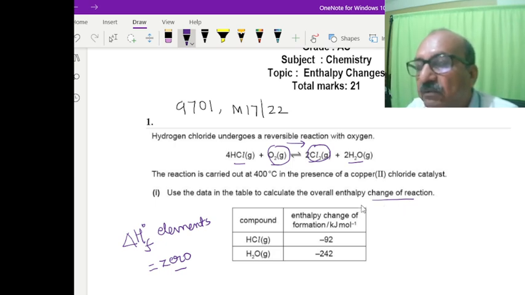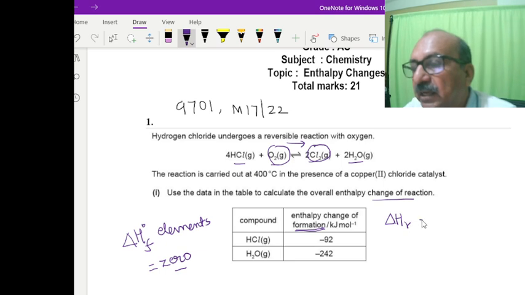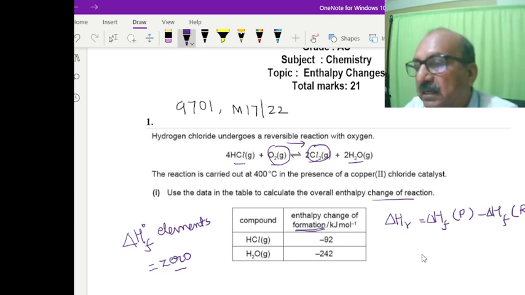So whenever you have to find out the enthalpy change of reaction and the enthalpy change of formation has been given, remember this formula: the enthalpy change of the reaction can be found out by the enthalpy change of formation of the products minus the enthalpy change of formation of the reactants. All right, so all these are standard values.